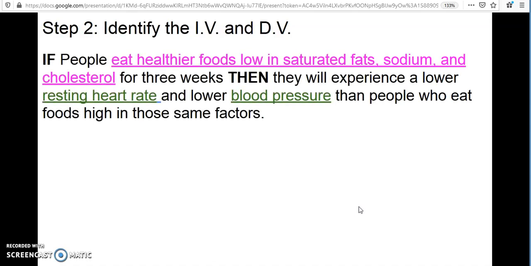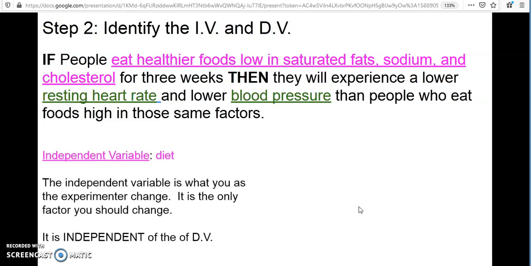So here again is our well-developed hypothesis. If people eat healthier foods, low in saturated fat, sodium, and cholesterol for 3 weeks, then they will experience a lower resting heart rate and lower blood pressure than people who eat foods high in those same factors. In pink, you'll see our independent variable, which is diet. The independent variable is what you as the experimenter change, and it is the only factor that you as the experimenter should change. The independent variable is independent of the dependent variable.